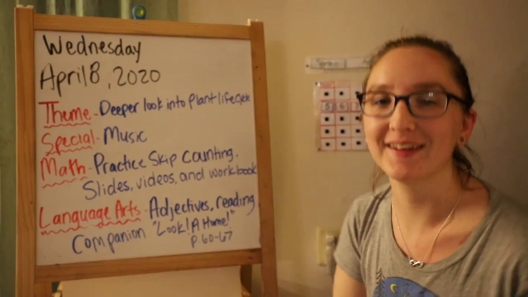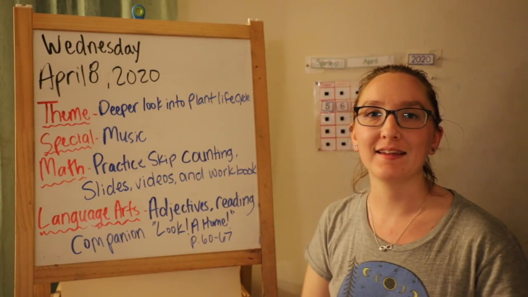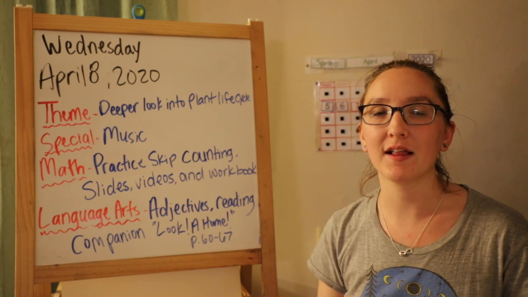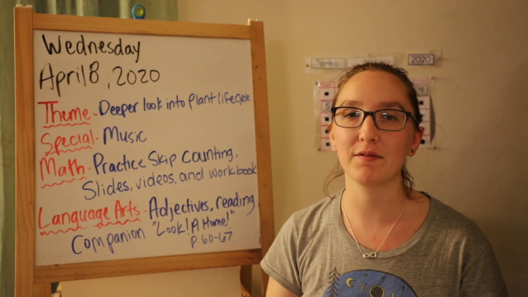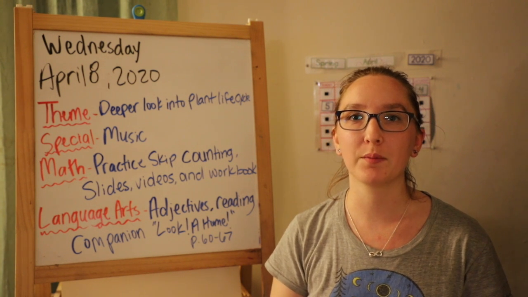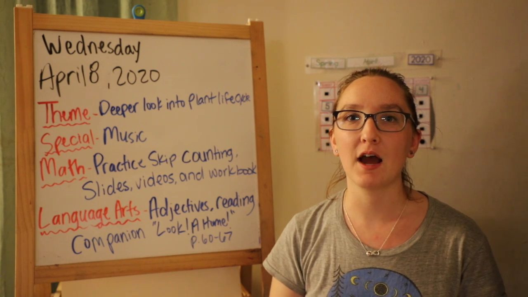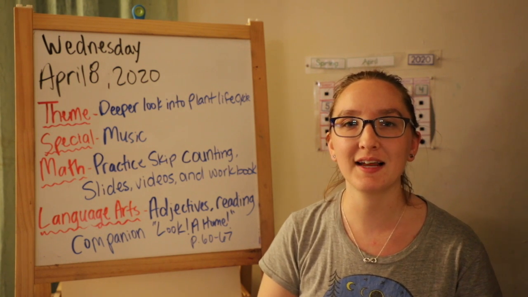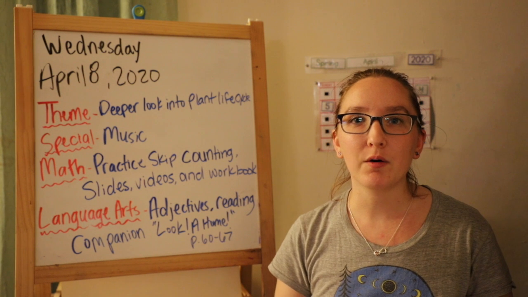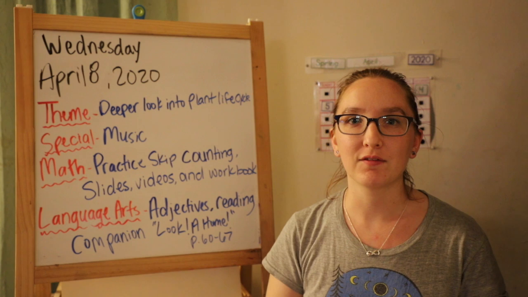So our special for today is going to be music. And today for our theme, we're going to dive a little bit deeper into the life cycle of a plant. So Monday we did a little worksheet where we cut and paste and labeled the life cycle of a plant, seeing how our plant starts off as a seed, starts to sprout out, starts to grow a few more leaves, and then finally it starts to flower.